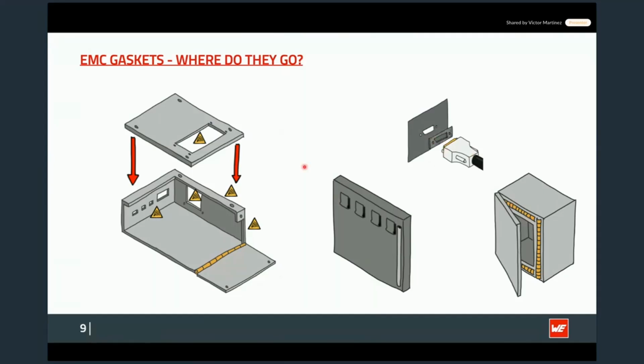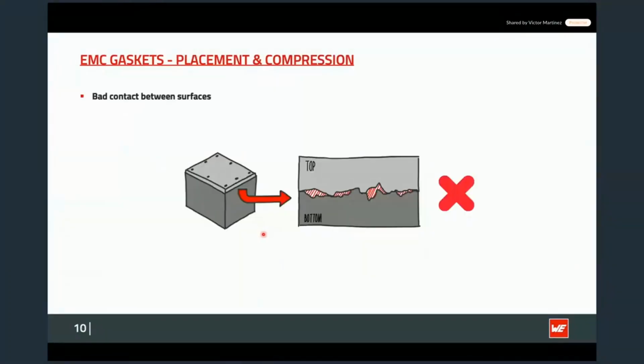And then you can already start seeing the pattern here: EMC gaskets are used when you need to make contact between two metallic surfaces, or to fill gaps. Once we place two metallic surfaces in contact, we may think that everything is super smooth, so I don't have any kind of discontinuity here. But that's not what is happening.